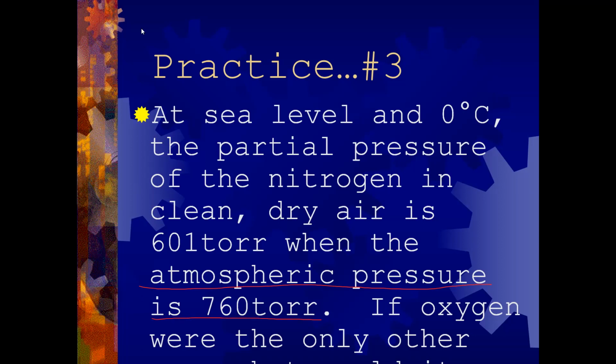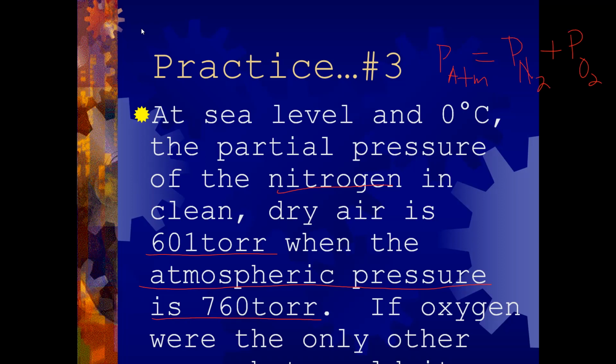But the nitrogen pressure is 601. So it says if oxygen is the only other gas, what pressure does it exert? Well, that's easy. You just say the P total, right? So the atmosphere pressure, PATM, is going to be the pressure exerted by the nitrogen plus the pressure exerted by the oxygen.